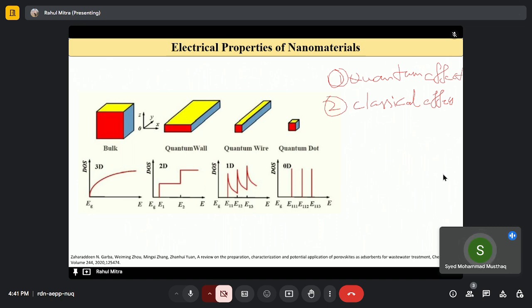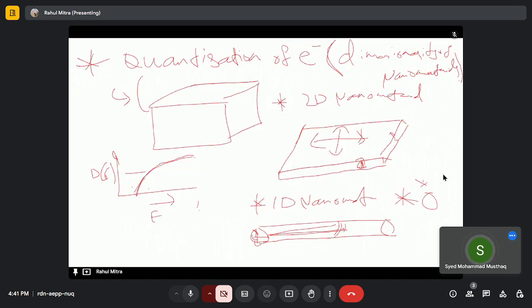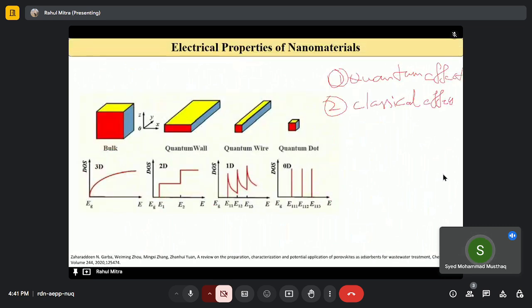So what do I mean by quantum effect? Quantum effect is nothing but, as I have mentioned before, the quantum confinement of quantum particles. If we are talking about zero-dimensional, one-dimensional, or two-dimensional nanomaterials, one of the dimensions is less than 100 nanometers, right? So there is quantum confinement in those materials. So we have zero dimension, one dimension, two dimension, and three dimension.